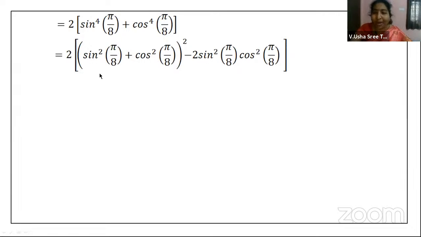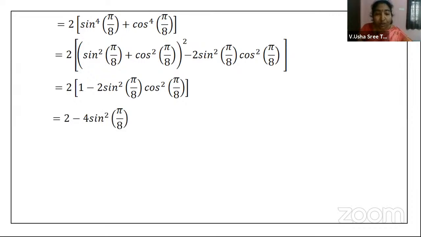Okay. Now, why did we do this, children? The reason is, in the bracket, whatever you are getting here is a trigonometric identity, isn't it? Sine square theta plus cos square theta equal to 1. Theta can be anything, right? So here this bracket can be replaced with 1. So you have it as 2 into (1 minus 2 sine square pi by 8 cos square pi by 8). Now multiply with 2, children. You will have it as 2 minus 4 sine square pi by 8 cos square pi by 8.